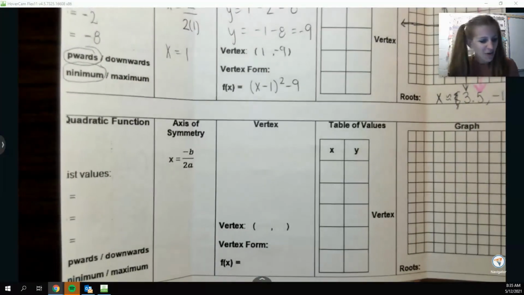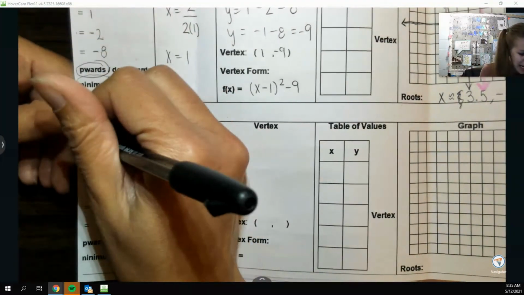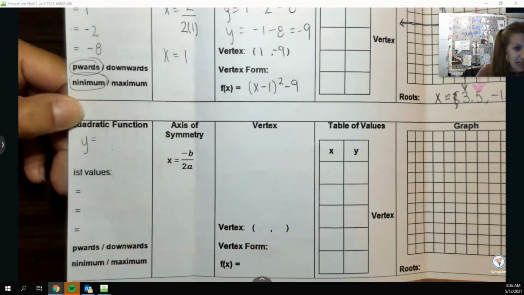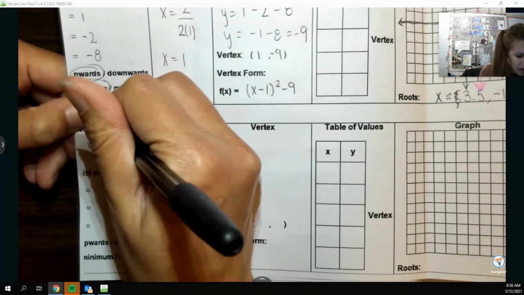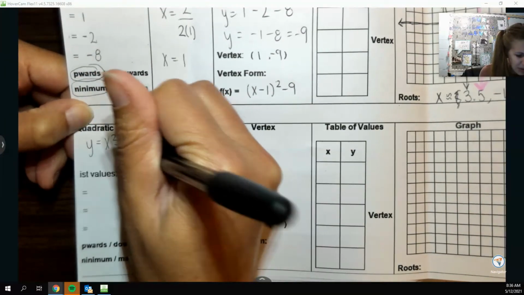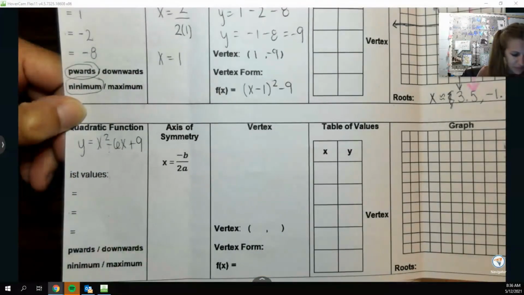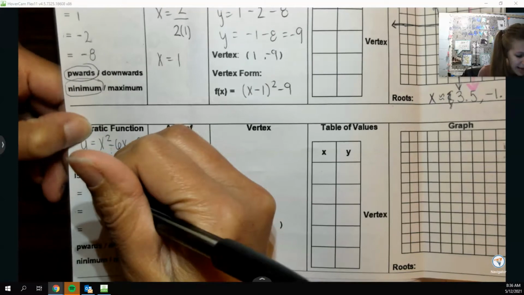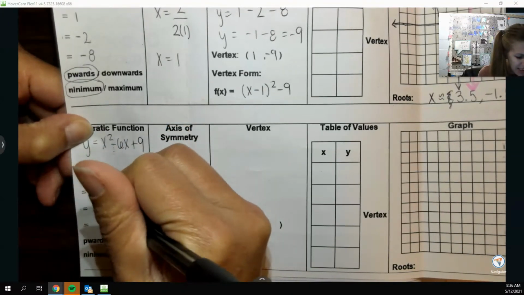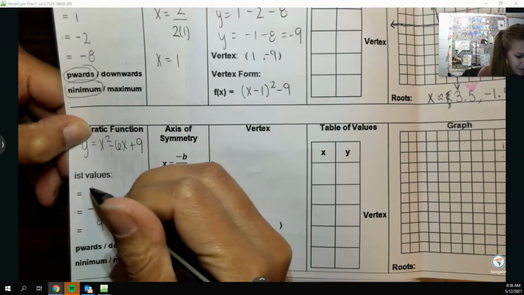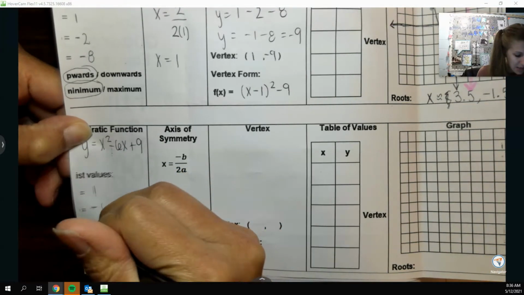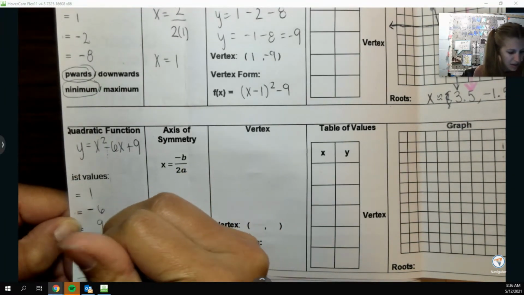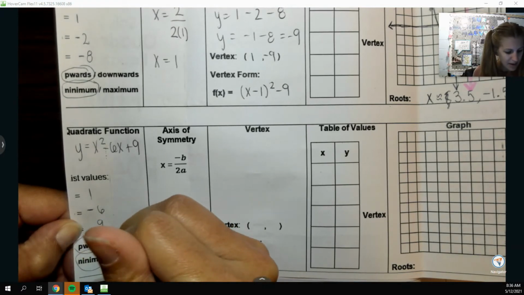Alrighty, let's try one more, see if we can get a better answer here. Let's say we have the quadratic function y equals x squared minus 6x plus 9. So my a value is 1, b value is negative 6, c value is 9. Because the slope is positive, this is pointing up, which means I have a minimum.